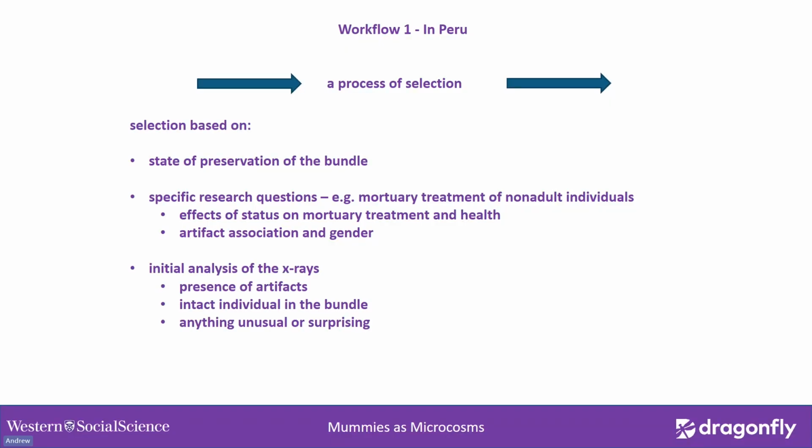A lot of this really hinges on that initial analysis of the X-rays and moving on to the CT scans. We're looking for: are there interesting artifacts inside? Is the individual intact inside the bundle? And is there anything unusual or surprising that would warrant the CT scan? Because ultimately CT scans cost money. So the limiting factor is really the cost of the CT scans, and also the transportation of the bundles from the museum to the scanner. And that's where their state of preservation becomes really important.